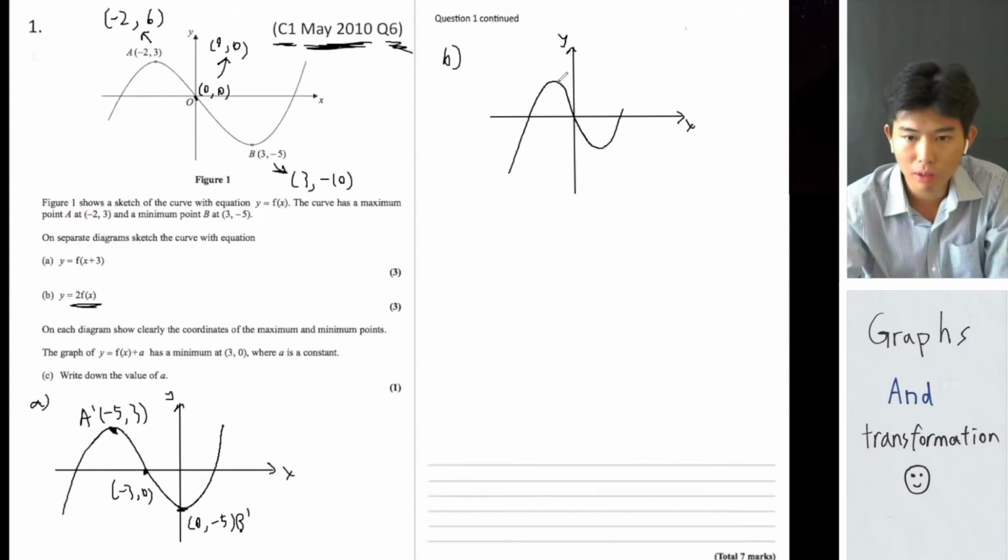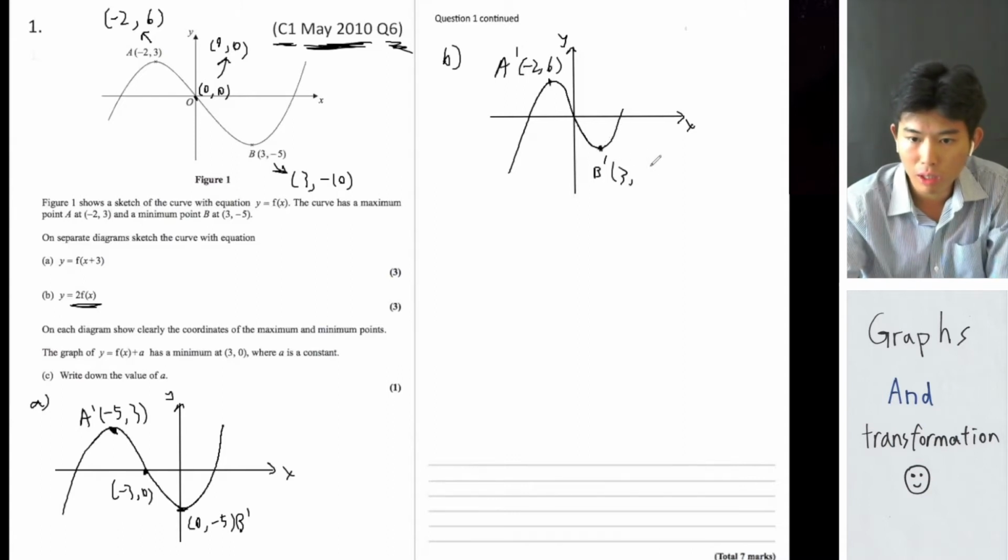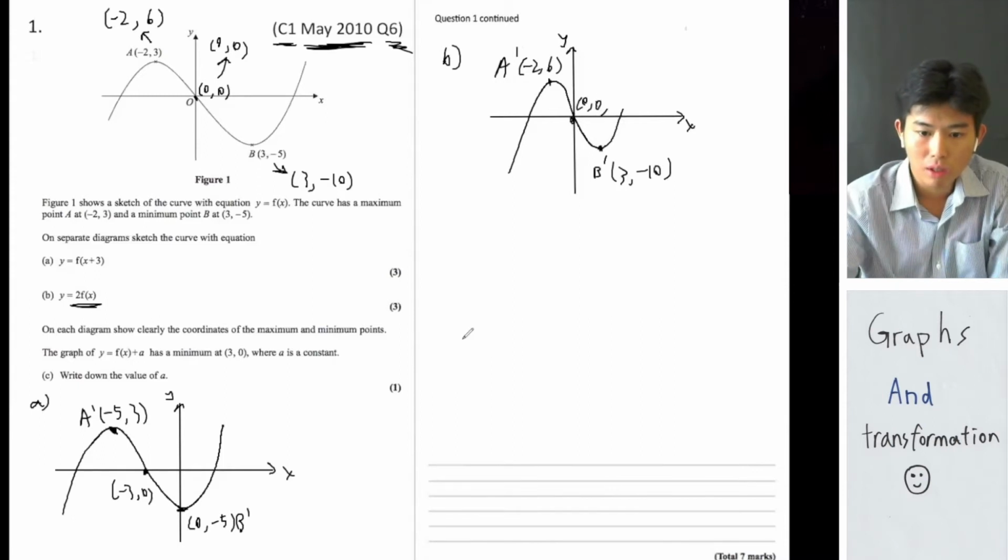The point would be -2 and 6. This would be A, and this one is originally B, 3 and -10. This one would stay the same, 0 and 0. Okay, for part C, they want us to write down the value of A when the graph of y equals f of x plus A has the minimum at 3 and 0, where A is a constant.